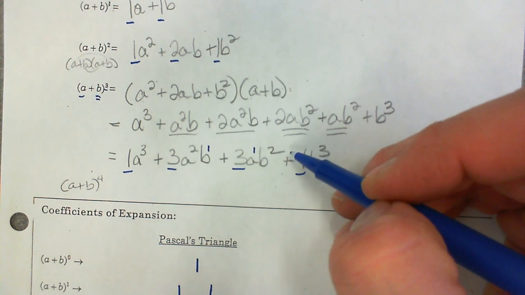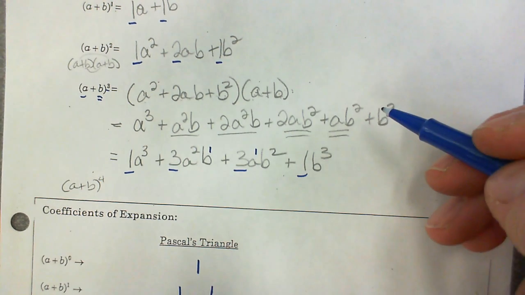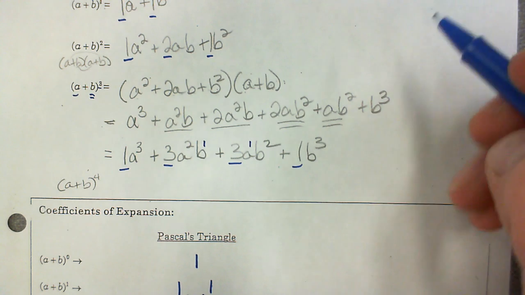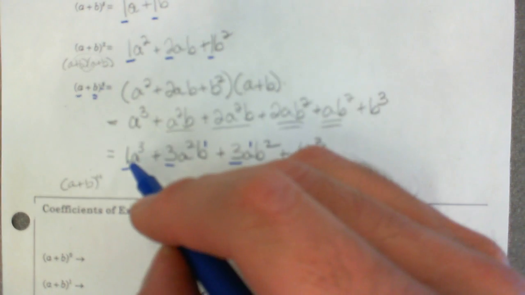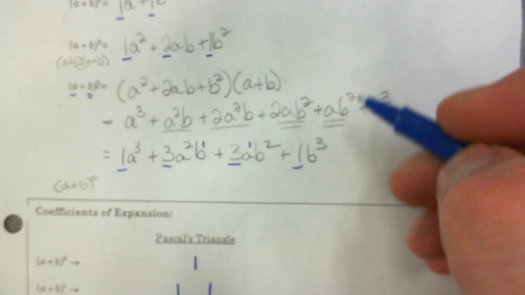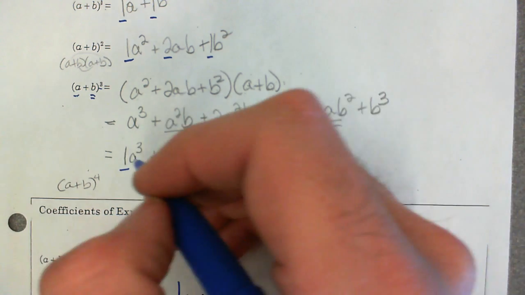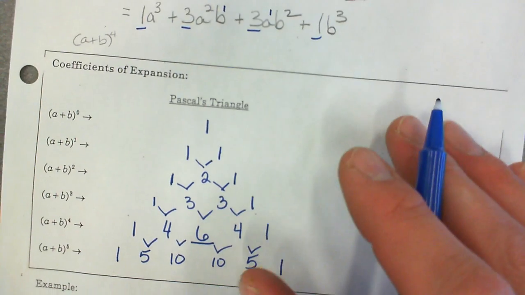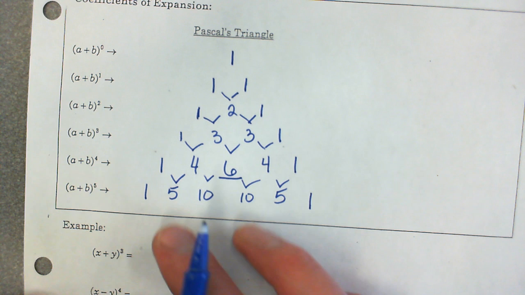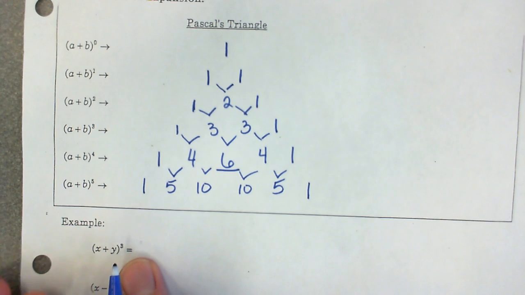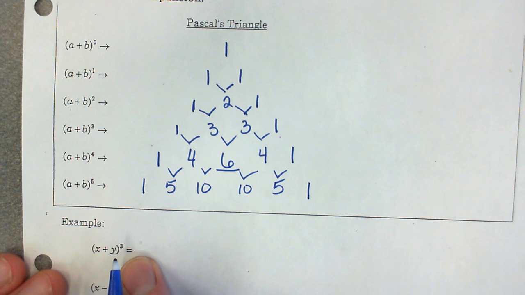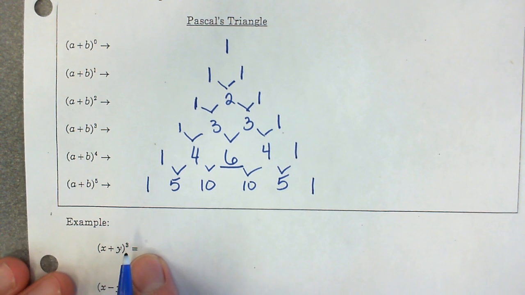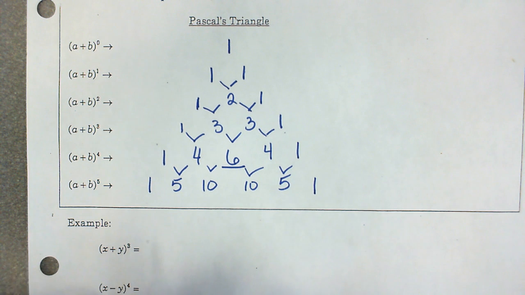So the a's decrease, the b's increase. Or the other way of looking at it is the first term counts up, the second term at the end counts down the opposite way. So let's see if we can do this example here without doing all the long FOIL and distributing.